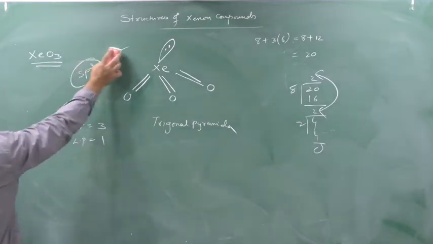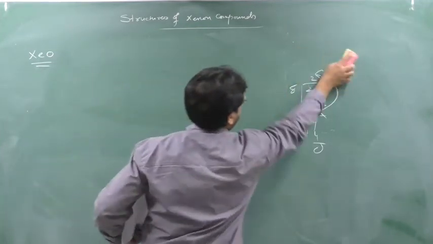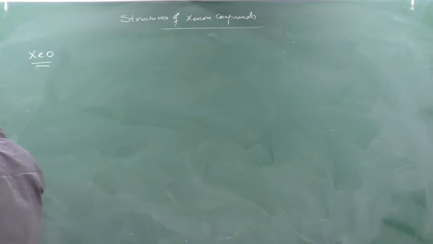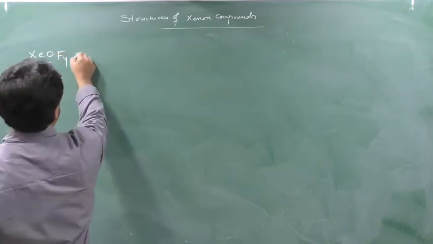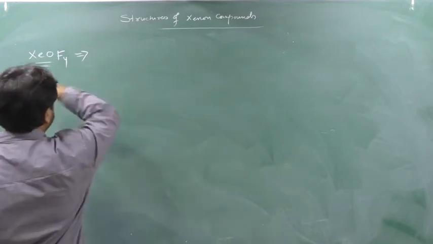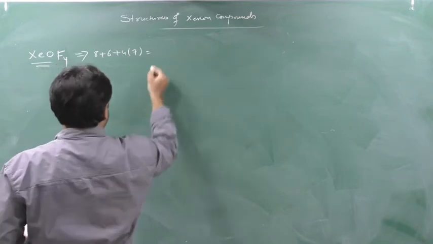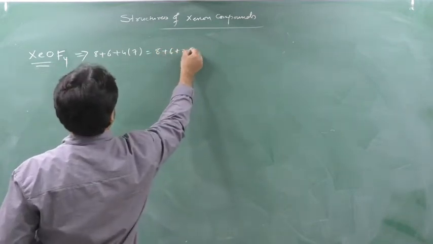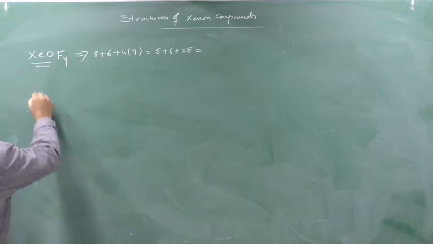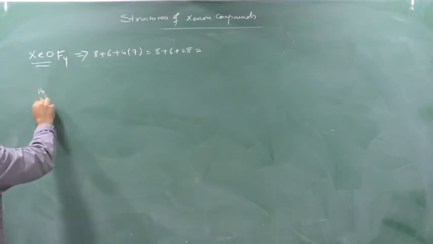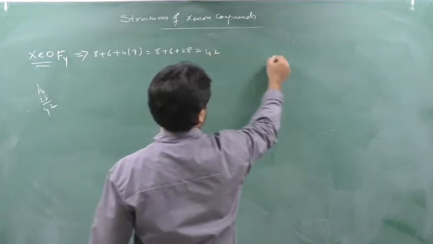Next we will see XeOF4. I hope you have taken the screenshot. First we will see the hybridization. Xe means 8, O means 6, and 4 times 7 is 28. 8 plus 6 is 14, and 14 plus 28 is 42. So here 42.